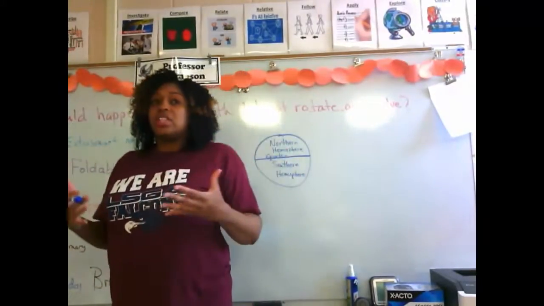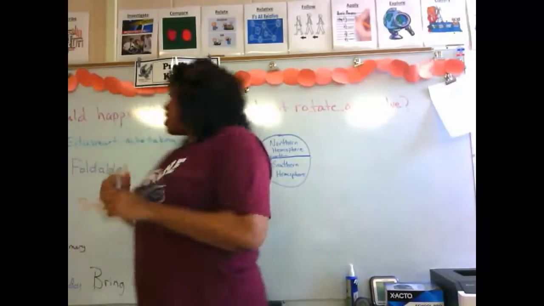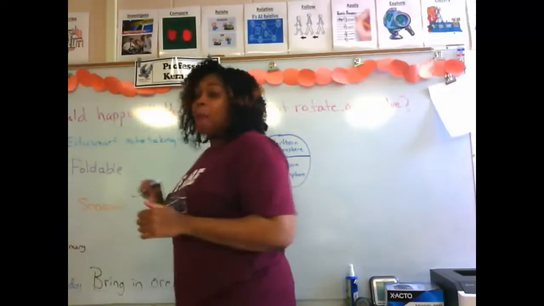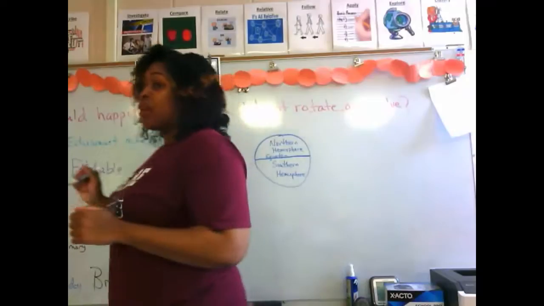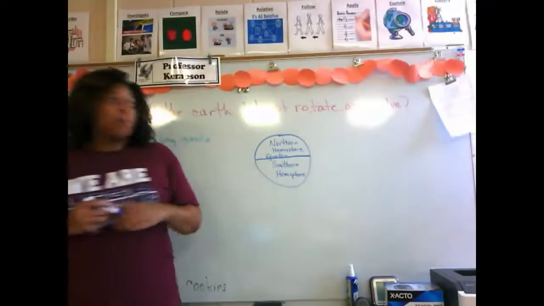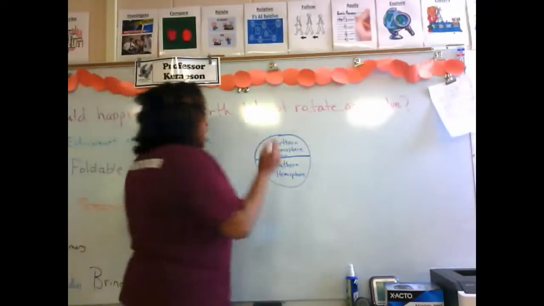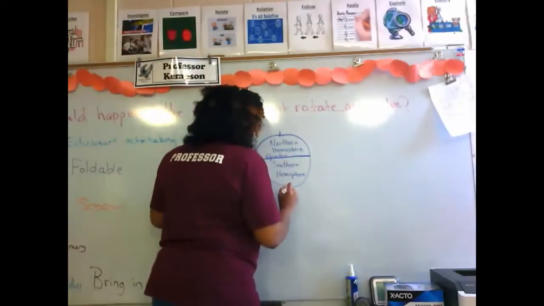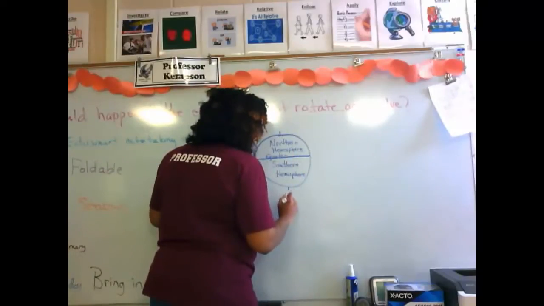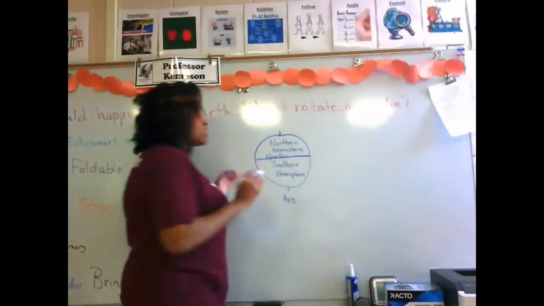So the part of us living in the northern hemisphere means whatever goes on in the north, the opposite happens in the south. Okay? So now, there's another imaginary line. That imaginary line is called the axis that goes from north to south.